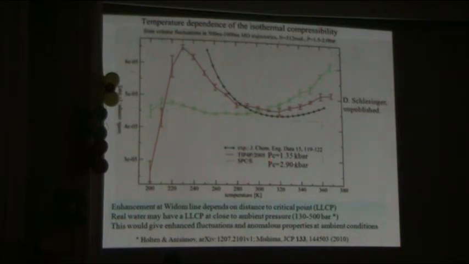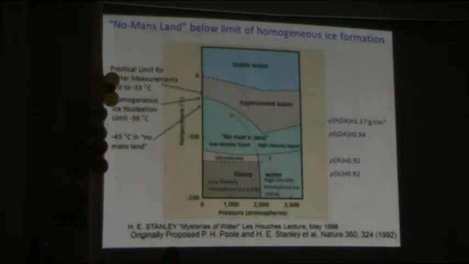Now, the critical point for TIP4P 2005 water is at 1.35 kilobar, but for SPCE it's at 2.9 kilobar. So we have a much smaller enhancement for SPCE, much bigger for TIP4P 2005. But where will it be for liquid water? Do we have a divergence, or will it bend down? In order to see that experimentally, we need to go into no man's land.